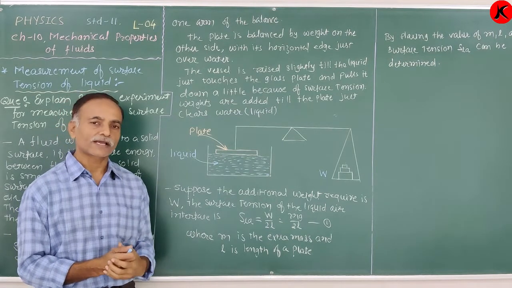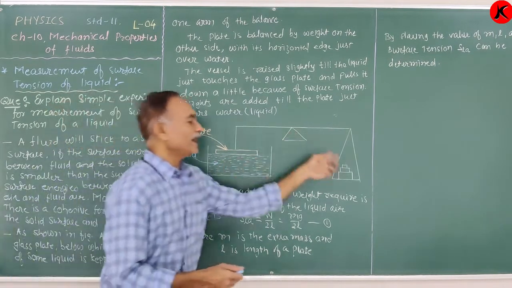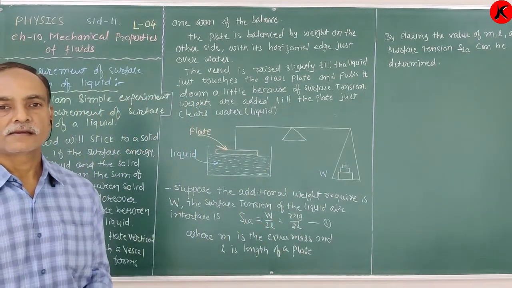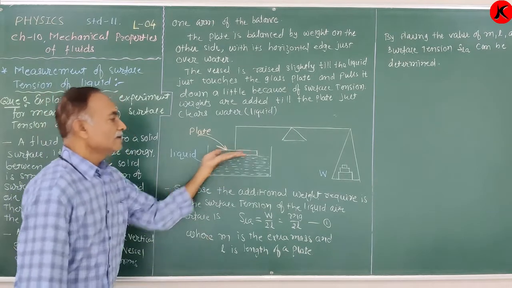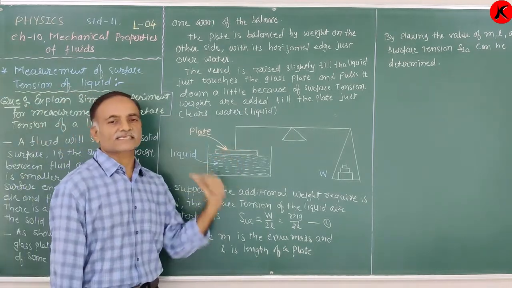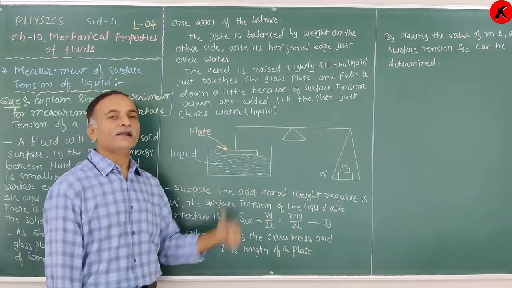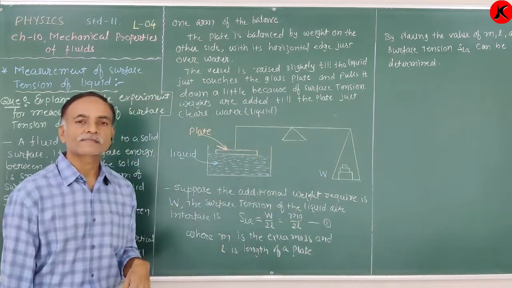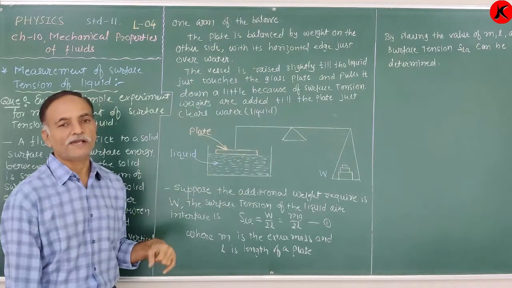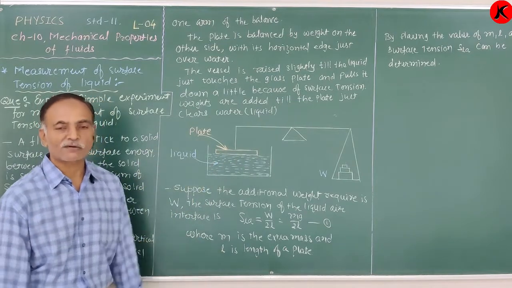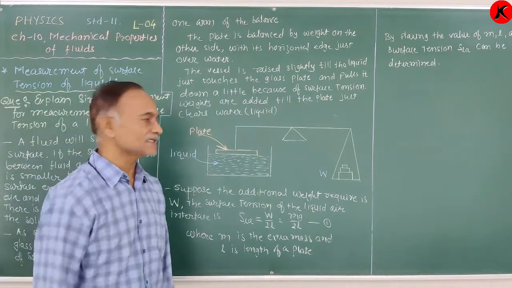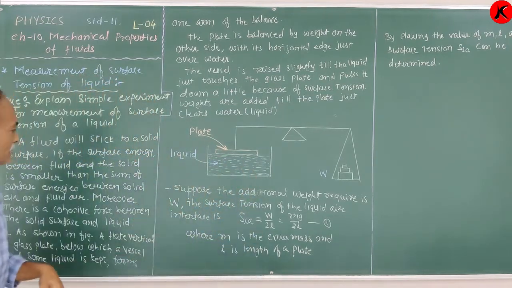Now we add weight on the other side till the glass plate is just removed from the liquid. So the additional weight per unit length of the glass plate is known as the surface tension. Here we are going to discuss the arrangement of the experiment.